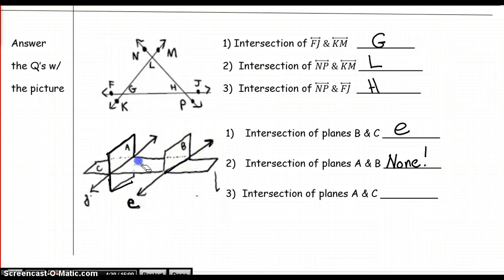Last but not least, we're looking at the intersection of planes A and C. Here's plane A, and again, plane C. And which line is formed from those two planes? Well, it's the magical line of line D.